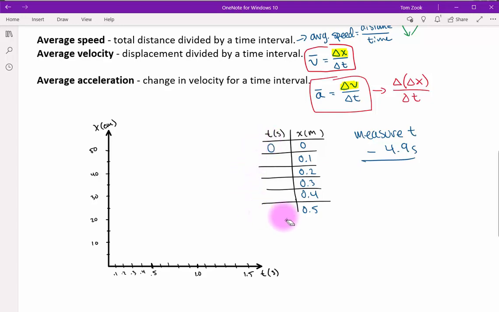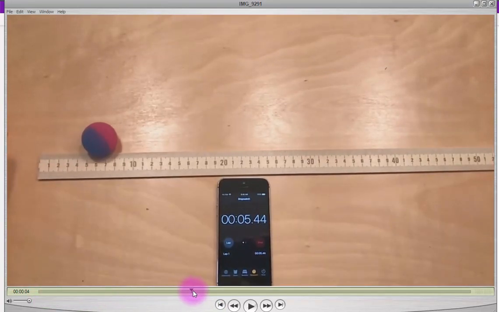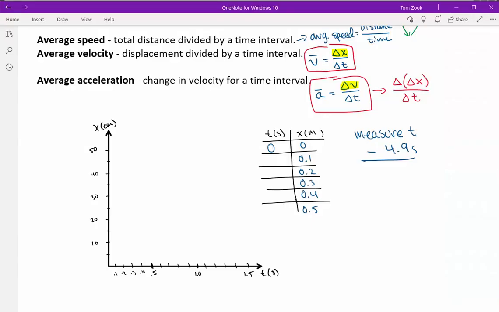I'm not going to bore you with the details of subtracting on a calculator screen for every one of those, but let's see what we get here. If I scroll the video until the ball is as close to 10 centimeters as I can tell, with perspective involved, it looks like 5.52, which would give us 0.62 seconds.